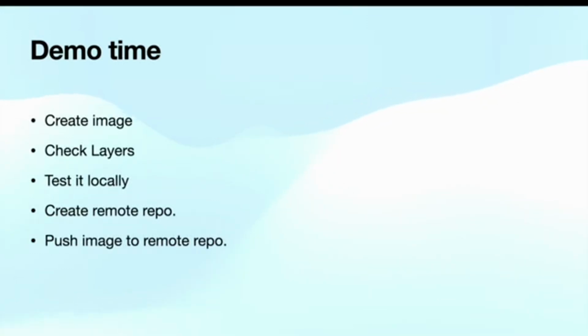Okay, it's demo time. We have discussed a little bit of containerization history, and we discussed image layers and Docker images. So here we are going to create the image and check the layers, and we are going to test it locally, and then probably we can create a remote repository. We are talking about ECR next, and we can create an ECR repo and push our image to it.